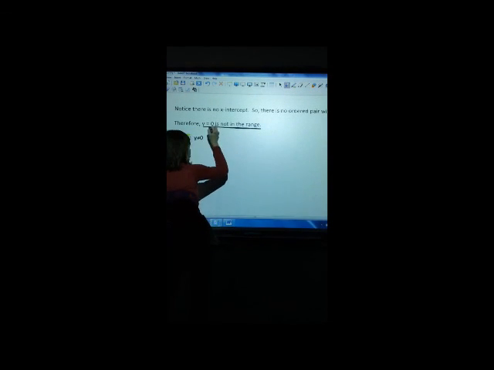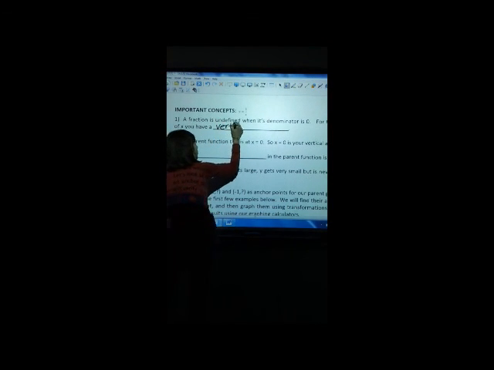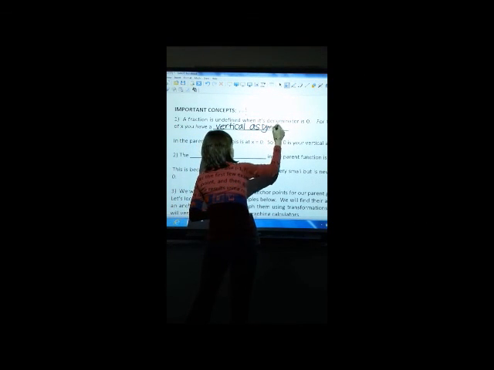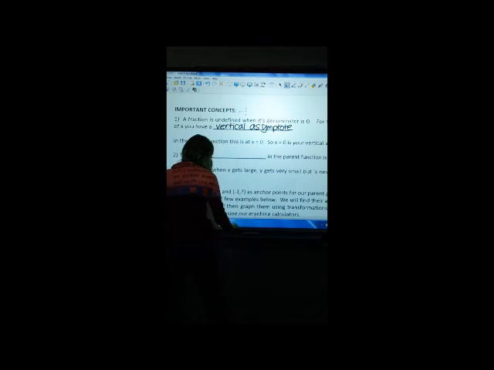Also, notice there's no x-intercept. There's no ordered pair with y equals 0. So therefore, y equals 0 is not in the range, and our range is y cannot equal 0. All right, but there are some important things that you need to know. A fraction is undefined when its denominator is 0. We've talked and talked and talked about it. So for these values of x, you're going to have a vertical asymptote.